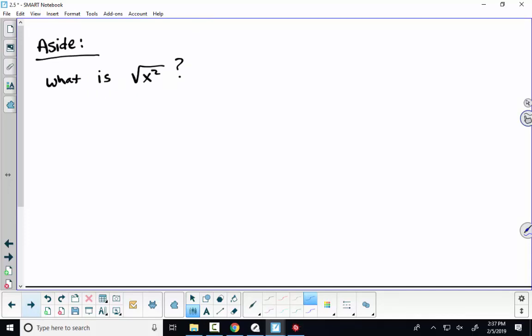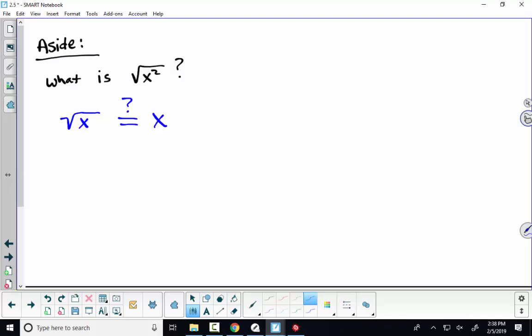So we're going to take a detour here to prepare us to look at the end behavior, or the limit at infinity, on other types of functions that aren't polynomial or rational. So if someone asks you what the square root of x squared is, what would you tell them? Square root of x squared is equal to x.